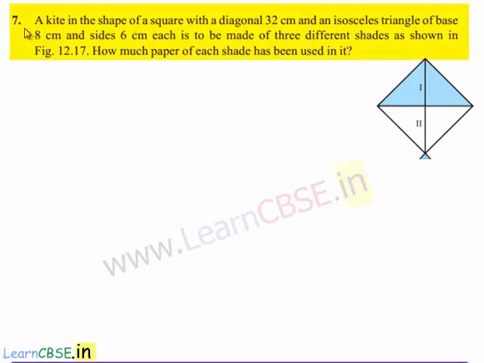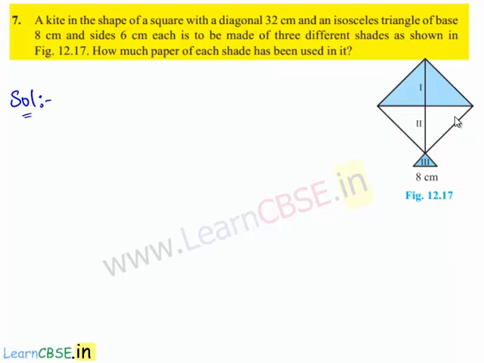Now let us move on to the 7th question. A kite in the shape of a square with a diagonal 32 centimeters and an isosceles triangle of base 8 centimeters and sides 6 centimeters each is to be made of 3 different shades as shown in the figure. How much paper of each shade has been used in it? So let's move on to the solution.